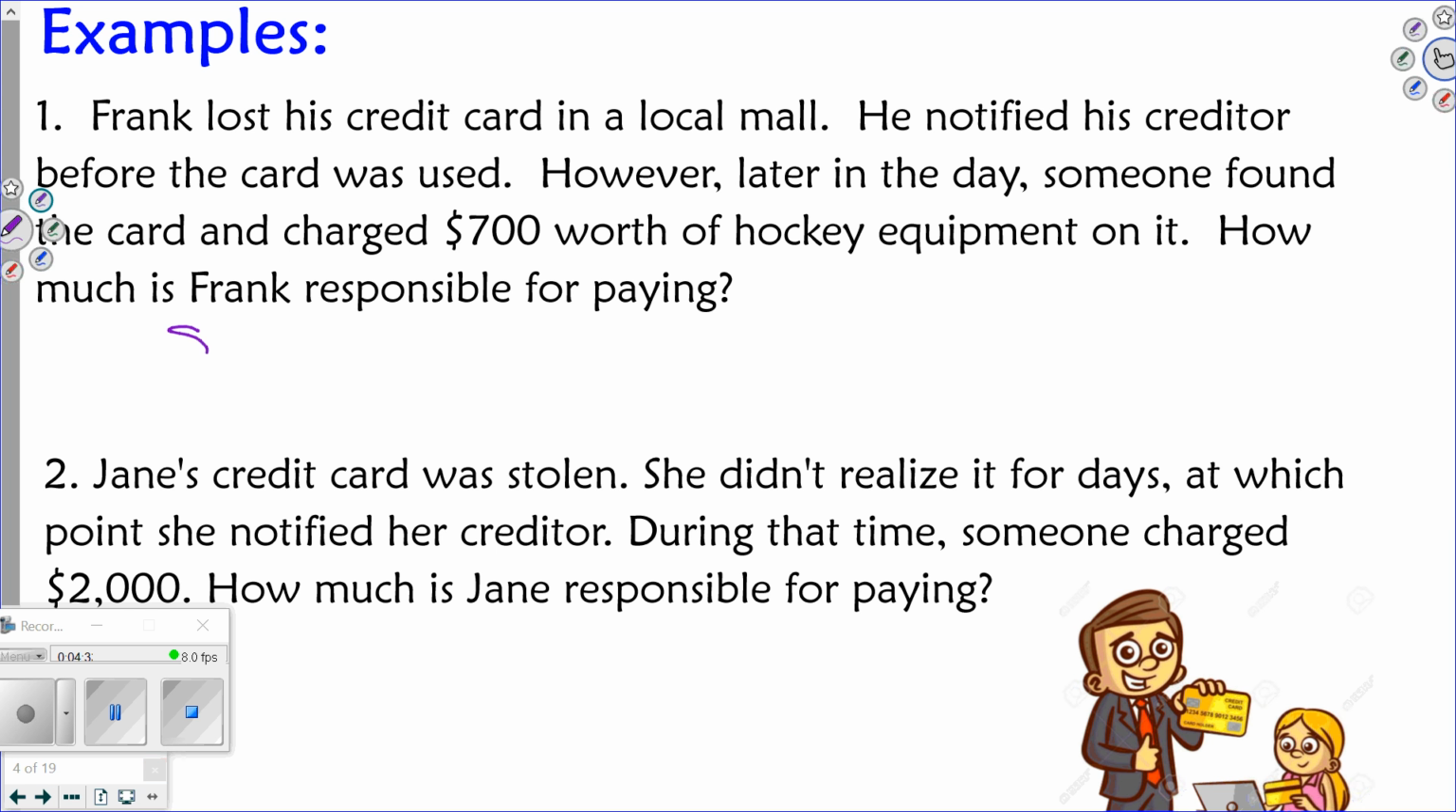Perfect. He's responsible for nothing. He's right. He notified the bank before it was used. So he's not responsible for anything.